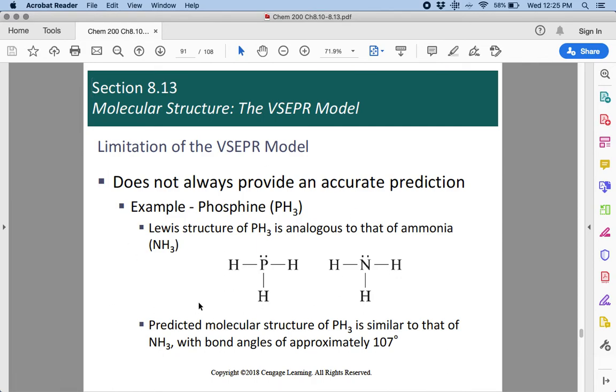However, there are some shortcomings to it. For example, it won't always give us the best prediction. These are exceptions to the rule. 99% of the time, especially what we're doing in our class, VSEPR is a very reliable model. Here we have an example between PH3 and NH3. We would predict the molecular structure of PH3 to be similar to NH3. Both of these would be tetrahedral because they have 4 electronic groups around them for their electronic geometry, and we would have our lone pair in both cases, so we'd be trigonal pyramidal for our molecular geometries, which would give us bonding angles around 107 degrees.